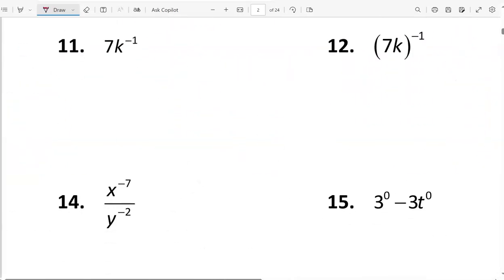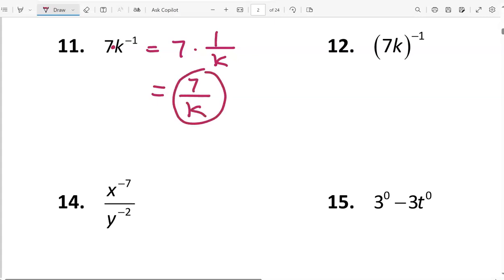In number 11, we have multiplication that's implied right there between the 7 and the k, and k is being raised to the negative 1 power. Exponents must be performed first, so k to the negative 1 power is 1 divided by k, and then 7 times 1 over k is 7 over k.